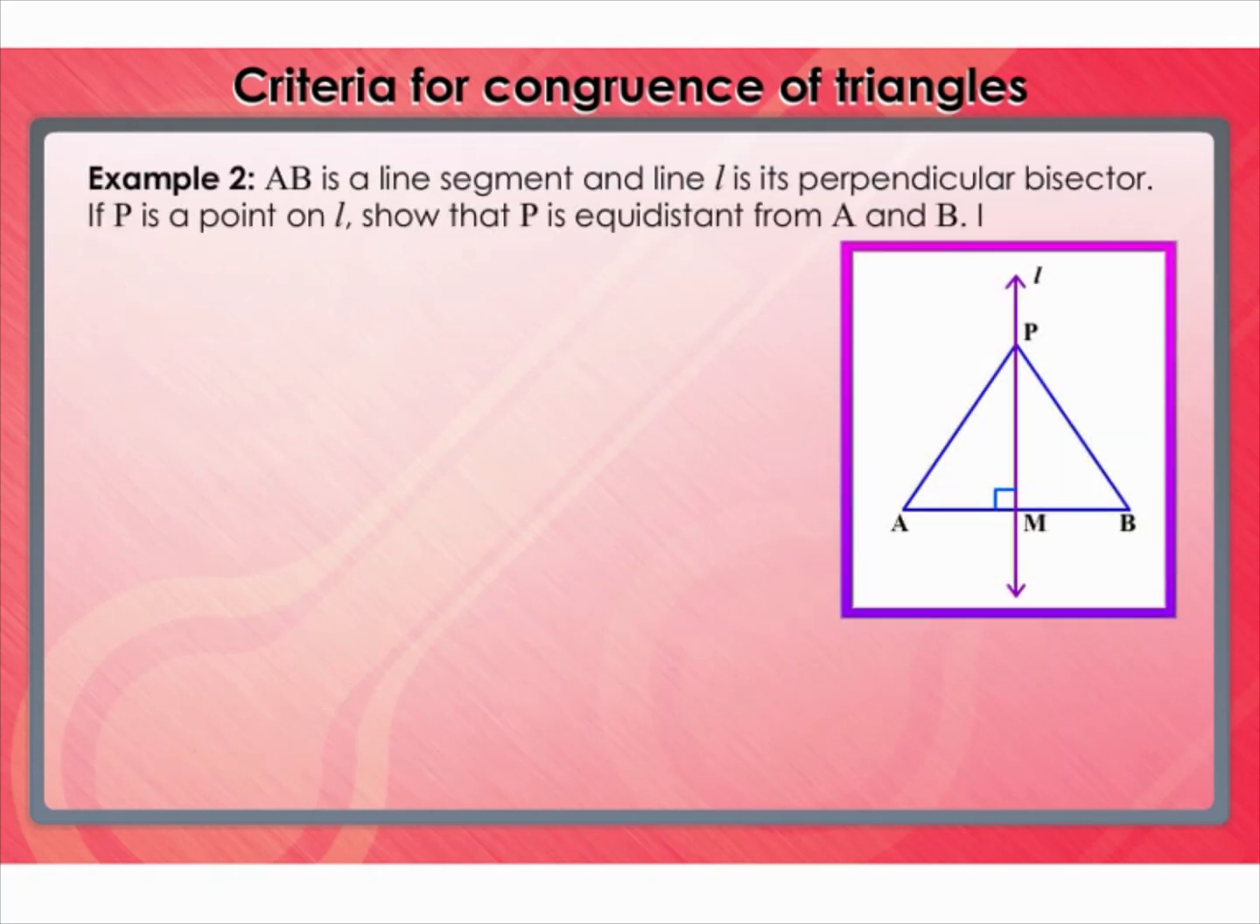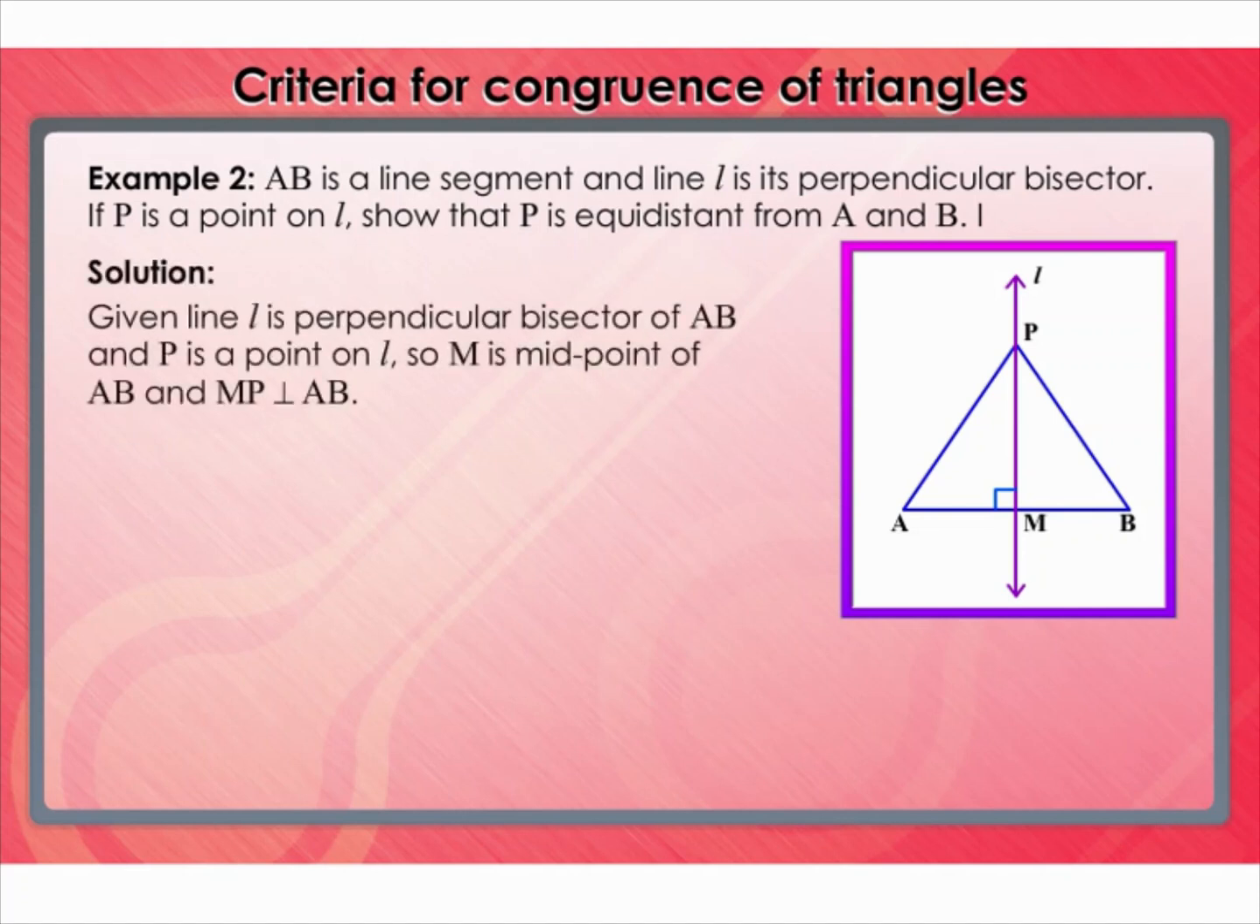Consider the next example. AB is a line segment and line L is its perpendicular bisector. If P is a point on L, show that P is equidistant from A and B. Given L is the perpendicular bisector of AB and P is a point on L, so M is the midpoint of AB and MP is perpendicular to AB.